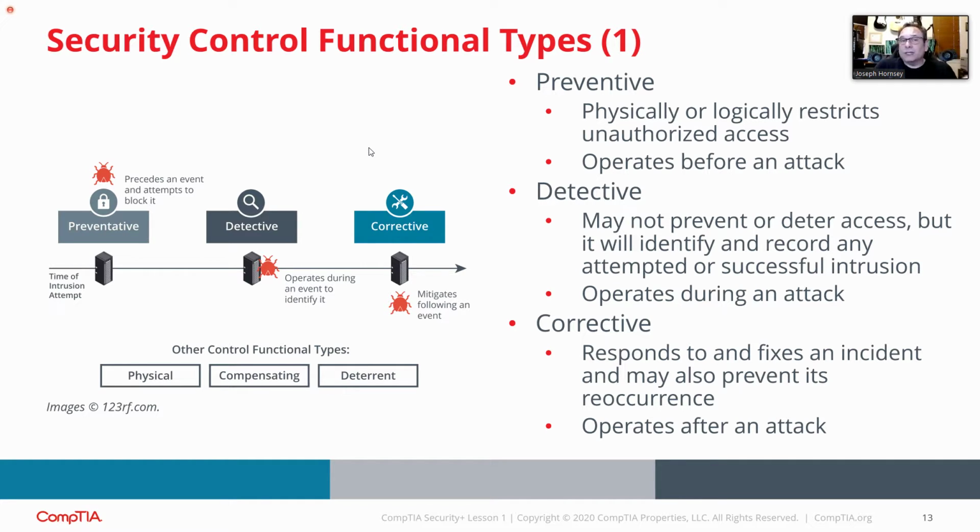Or it may be that I just had to recover from backups. Not necessarily tape, but I had backups, and I had to recover from backup. That could be the corrective control that's in place. But preventive is before the attack, trying to keep it from happening. Detective controls are during the attack and they report on the activity. And then corrective controls occur after the fact and are used to put things back the way they're supposed to be, and hopefully prevent it from happening again in the future.